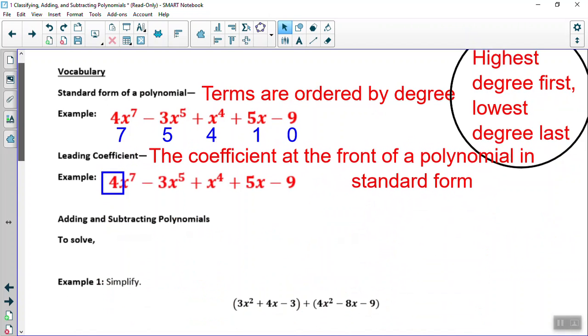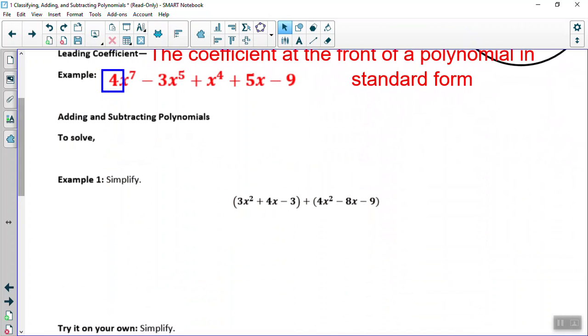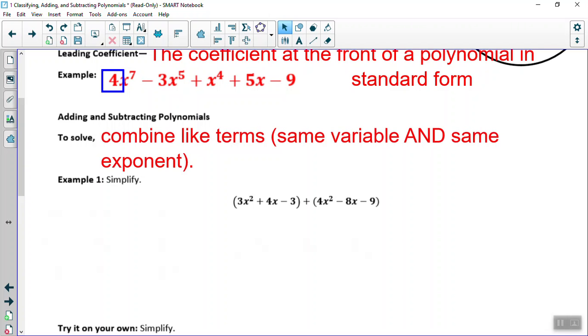All right, now let's get down to the math. So we're going to take a look at a skill that we've actually already done before. We're just going to look at it in a slightly different way. So adding and subtracting polynomials. So basically all we're doing is combining like terms. They have to have the same variable and the same exponent. So that's going to be kind of the key thing that we have to look at.